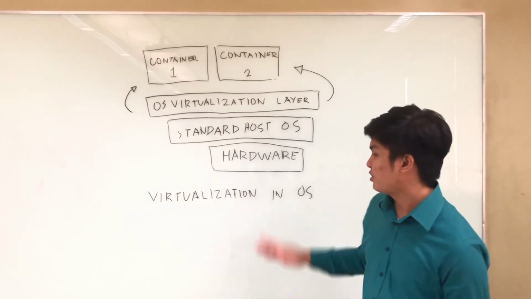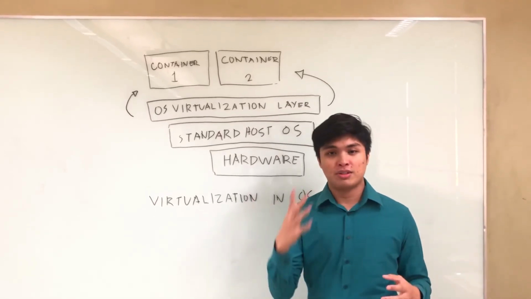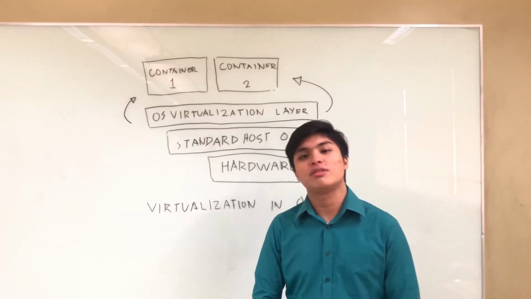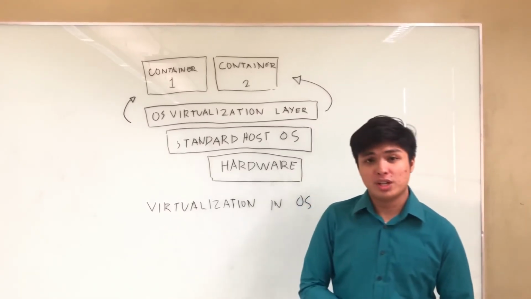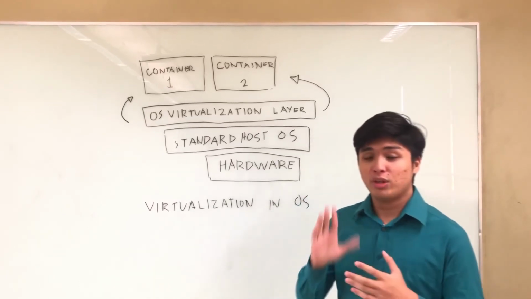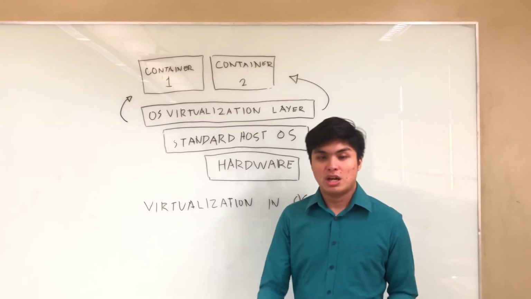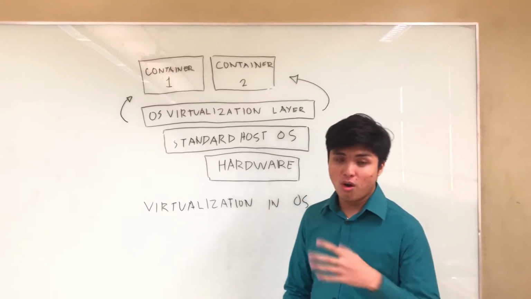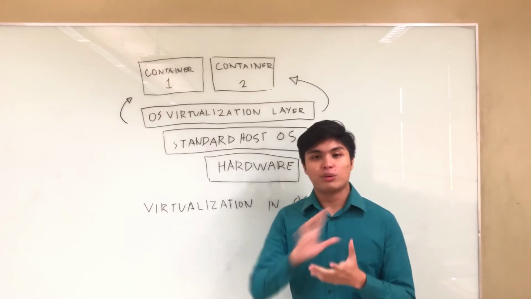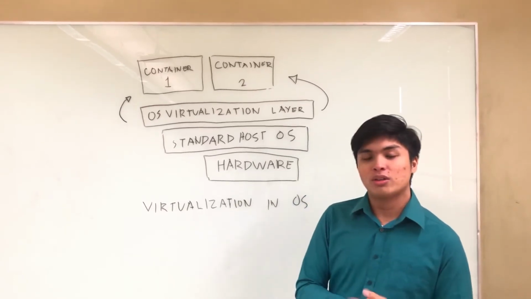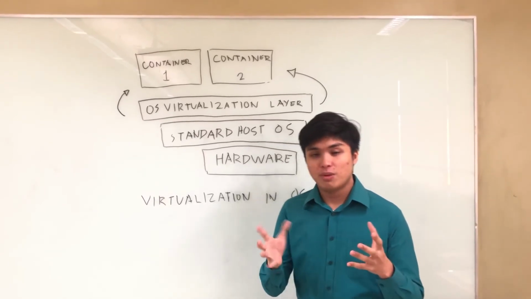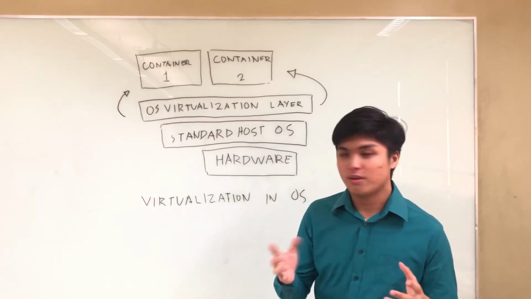Virtualization in operating systems. How does it work and what does it look like? Before we go into details, let me first review what virtualization in operating systems is. Technically, it is having two or more operating systems running on a single computer or a single platform. The main idea behind virtualization is that you can run two or more operating systems simultaneously without interfering with one another.